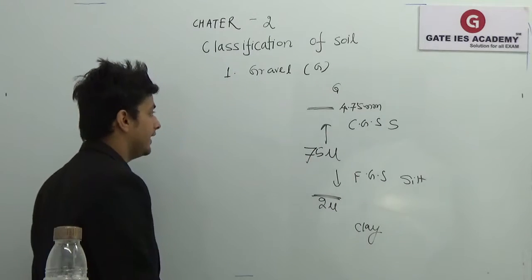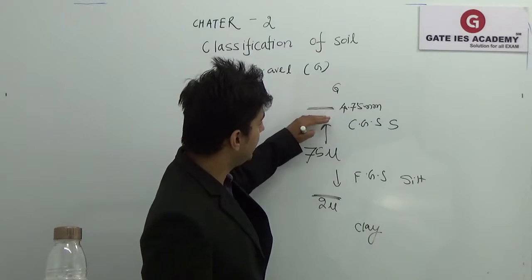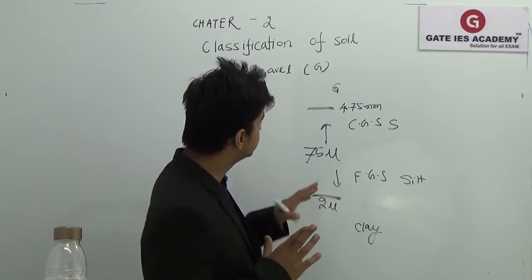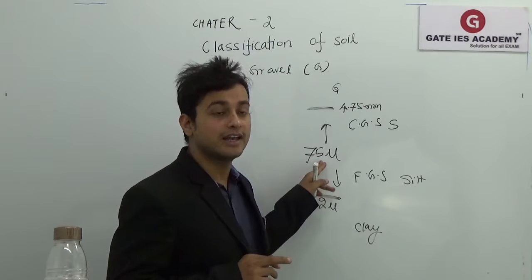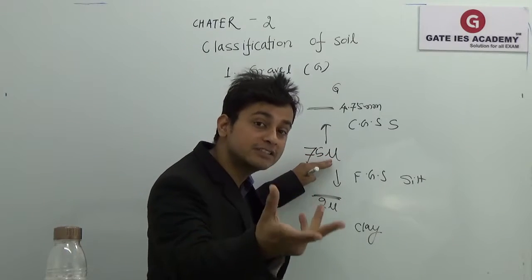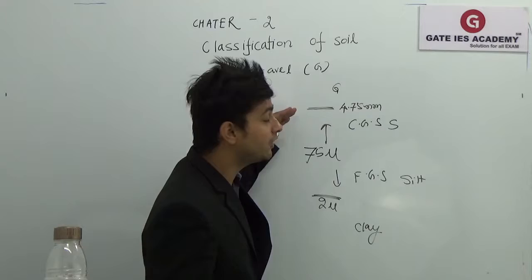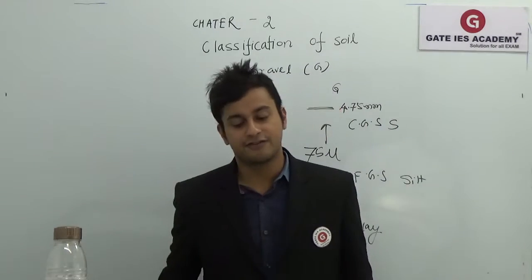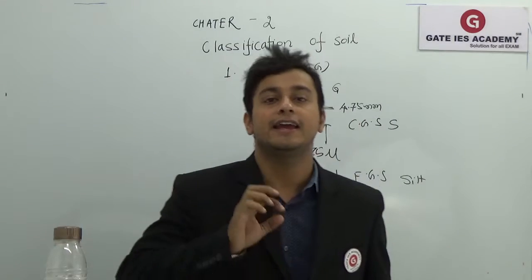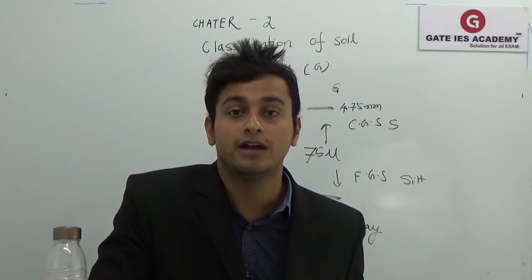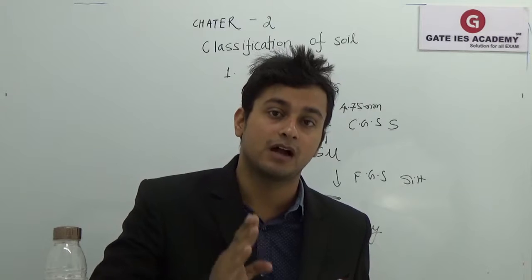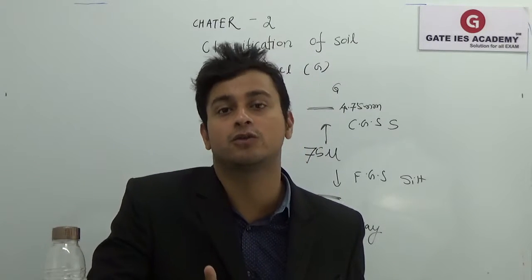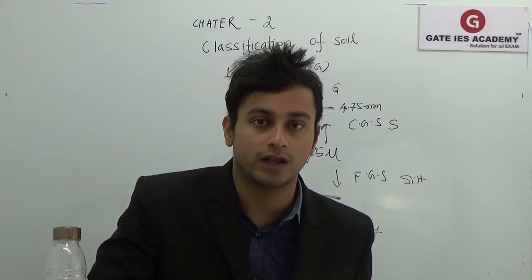Now, how do you define the soil? If the majority of the soil, that is more than 50% of the soil, is greater than 75 micron, it is a coarse grained soil. The basic rule says: if more than 50% of the soil is greater than 75 micron, then the soil is a coarse grained soil, and if less than 50% of the soil is greater than 75 micron, it is not a coarse grained soil, it will be a fine grained soil.